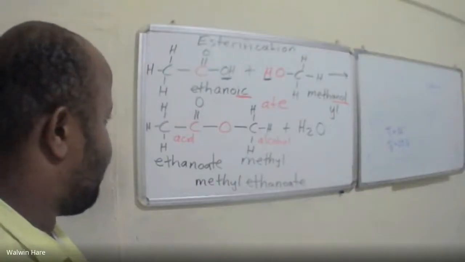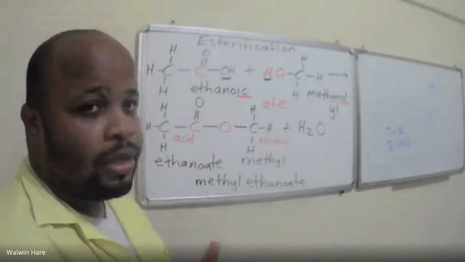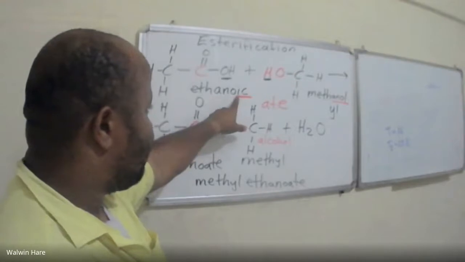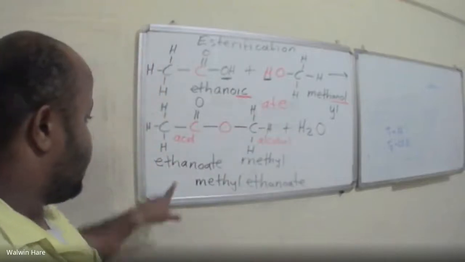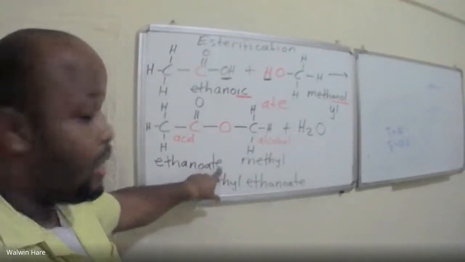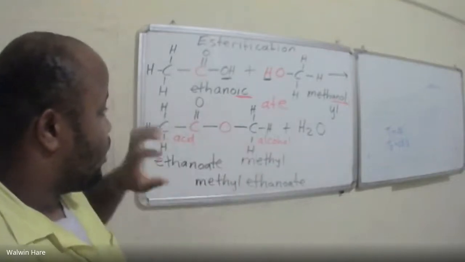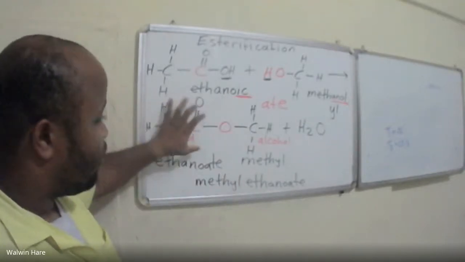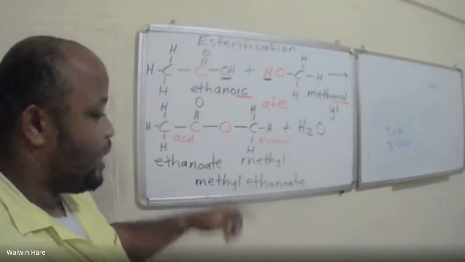Sir, how did you get the ATE? Right, so in naming the ester, it's a rule. You will have to remove the IC from the acid and replace it with ATE. That is how we end up with ethanoate instead of ethanoic acid. So this chapter is the ester. When you're naming the ester for the acid portion, remove IC and replace it with ATE. It's not ethanoic anymore. It is ethanoate.